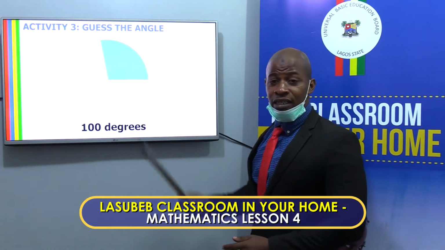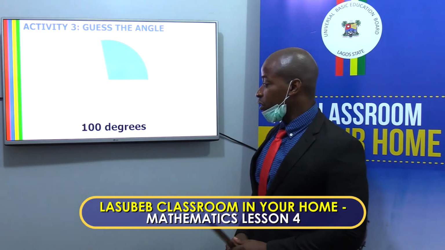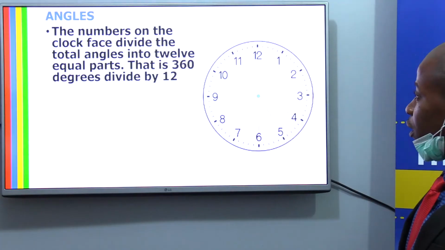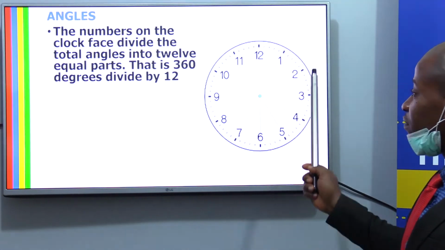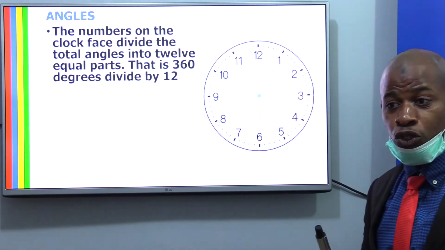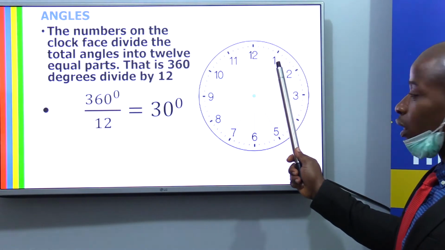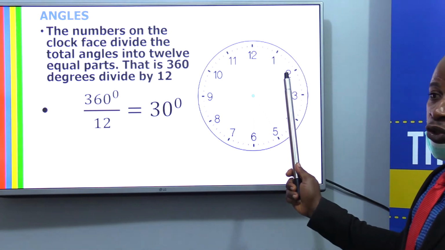Answer to this. This angle is more than 90 degrees. In fact, it is 100 degrees. Good job. The numbers on the clock face actually divide the whole 360 into 12 equal parts. That means that in between 12 and 1, there is an angle. But what is the magnitude of this angle?